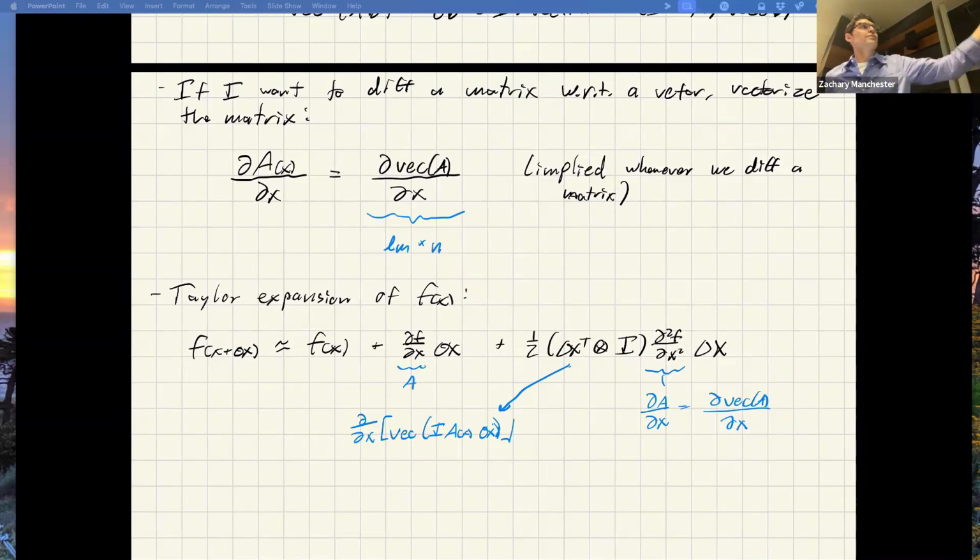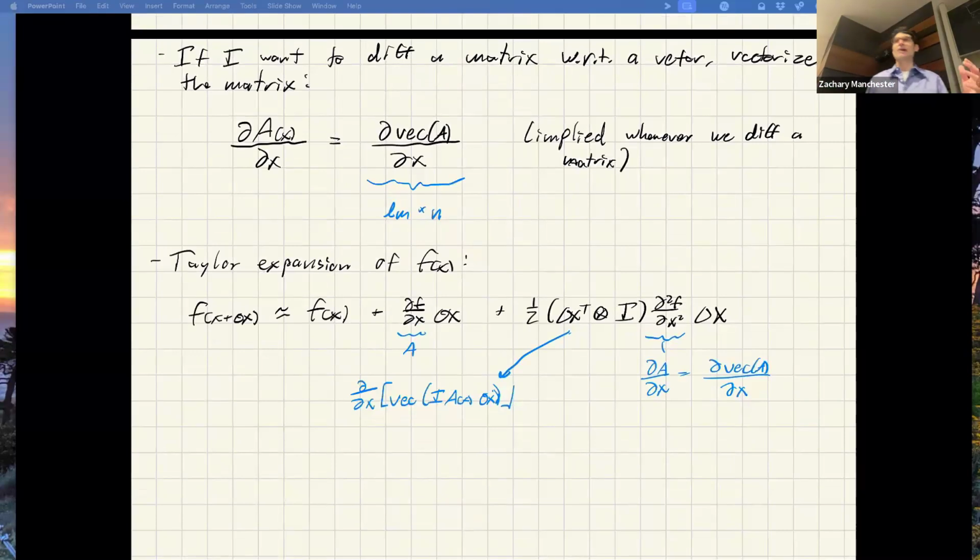It's d vec of A times dx, right? That's what we're doing, and this is how you get it, and that's it. So I now know how to take second derivatives of dynamics functions. I don't have to do third rank tensor stuff. I can code this up.